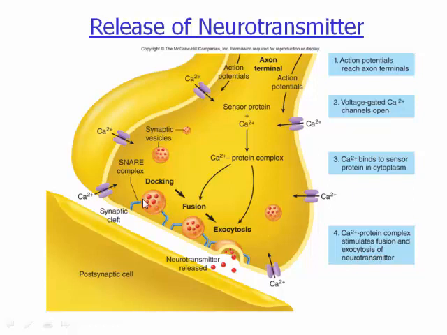So these vesicles are kind of stuck here with this protein called the SNARE complex. Okay, you don't have to know what SNARE stands for. But when the calcium and protein get together, it causes fusion of the vesicle with the plasma membrane, and then it releases the neurotransmitter into the synaptic cleft. Okay, so I'll show you a video of this next so you can kind of see how this goes.